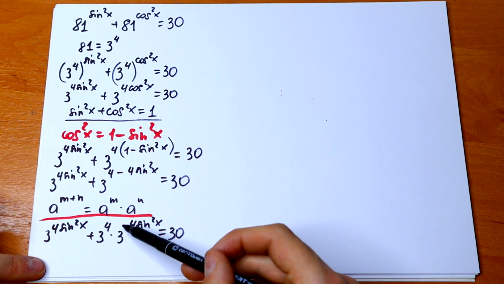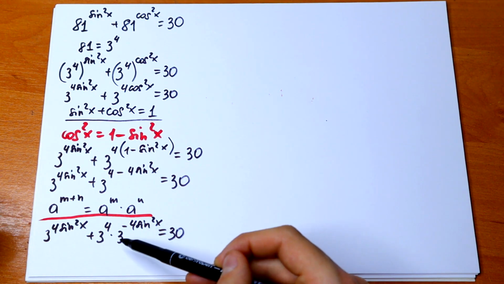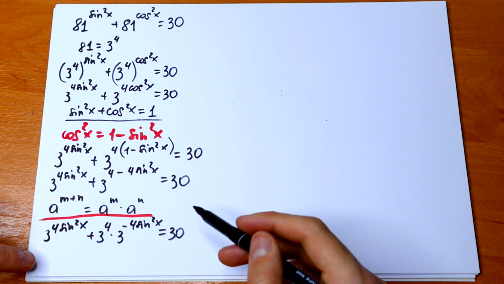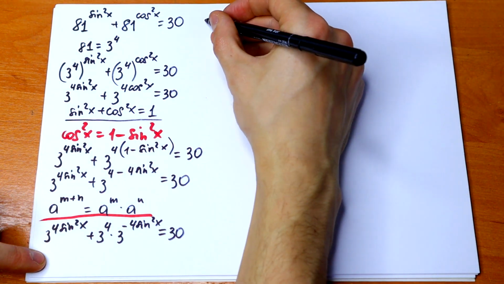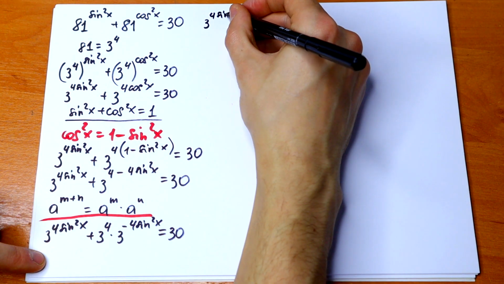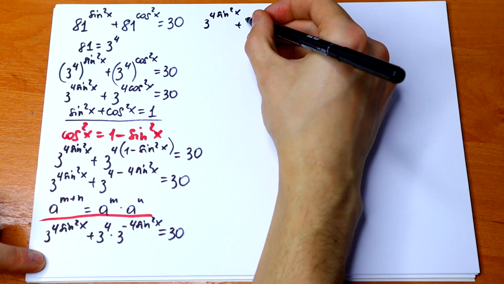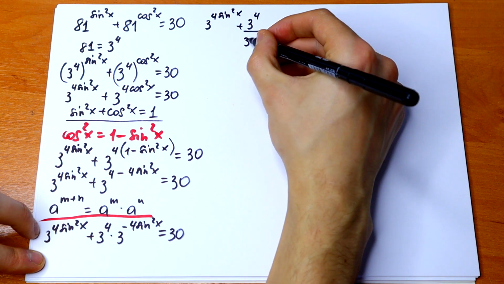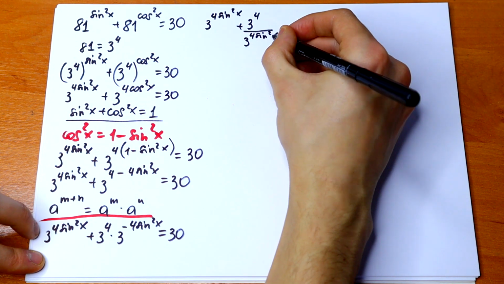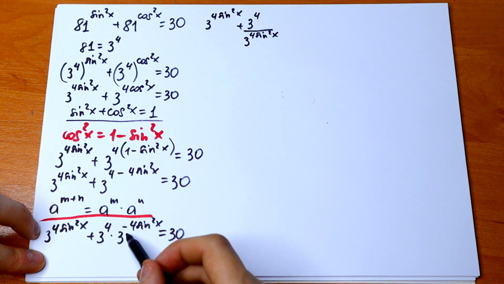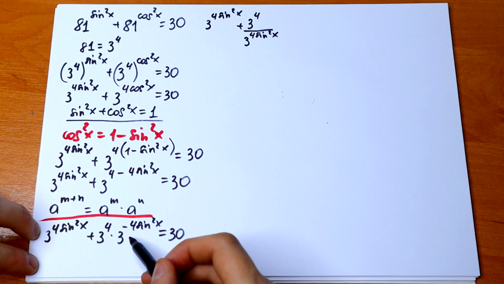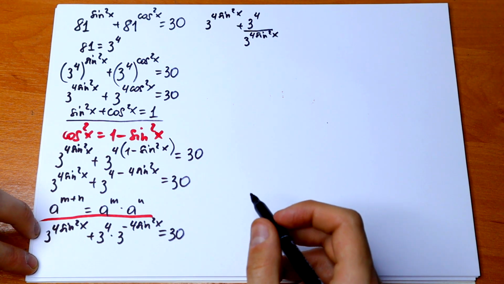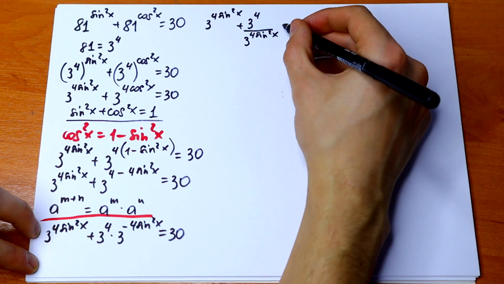For sure, we don't need this minus right here, so we can write this 3 to the 4 sine square x in our denominator. So let's do this. 3 to the power 4 sine square x plus 3 to the fourth power, and for sure over 3 to the power 4 sine square x, because we have minus, we can throw this value in our denominator, and it will be equal to 30.